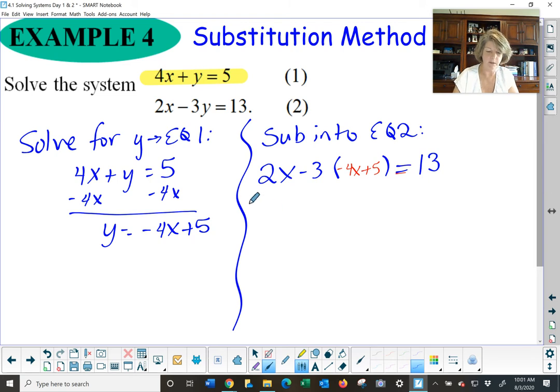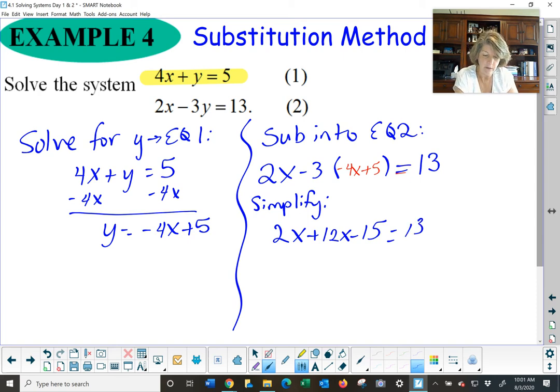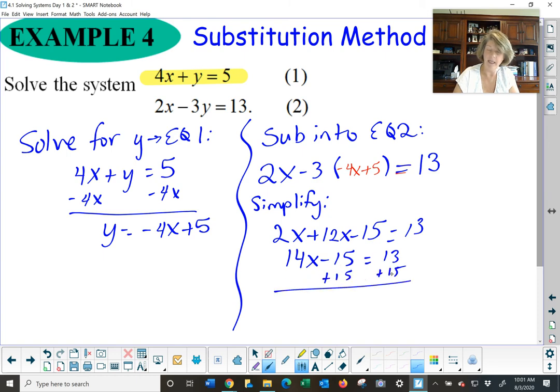All right, now we're going to do distributive, so we're into a simplify step. Find what works for you when you're taking notes. 2x plus 12x minus 15 equals 13. Keep simplifying. 14x minus 15 equals 13. Looks like we need to add 15 to both sides so that we can get x isolated by itself. Final step, we're going to divide by 14. And it turns out that our x value is 2.